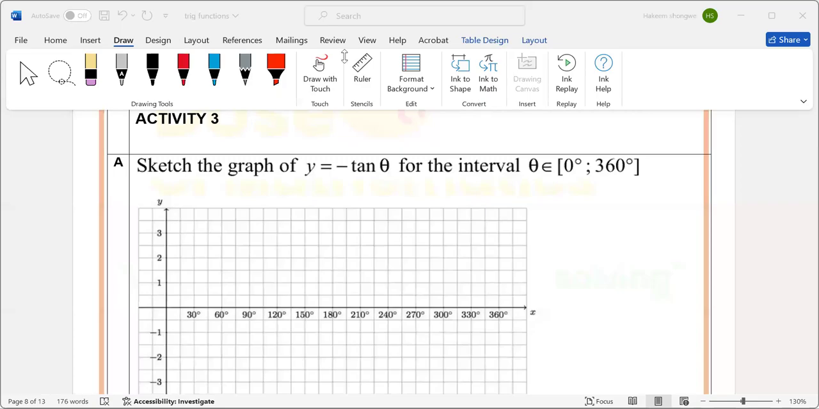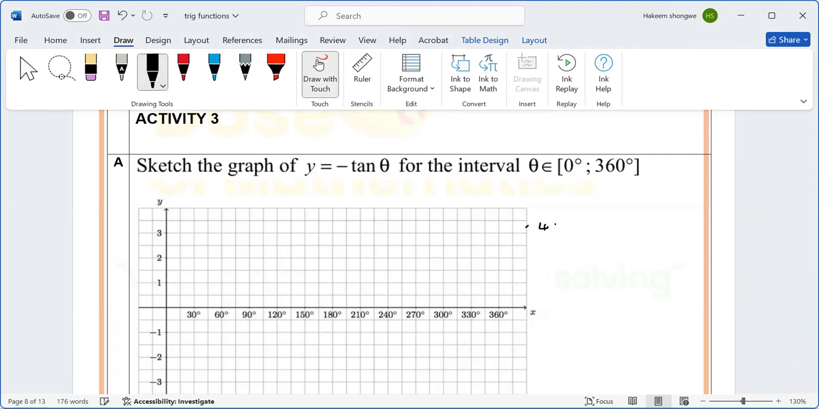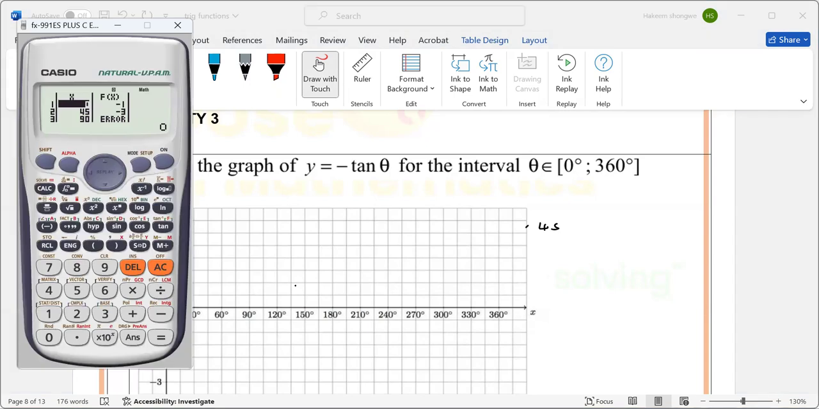We were supposed to draw a tan graph, and we agreed that the step is going to be 45. So we're going to make our step 45. Then we go to our calculator, and then we go to Mode. You know? In Mode, we go to 7. And then we enter minus tan, alpha x, close brackets.